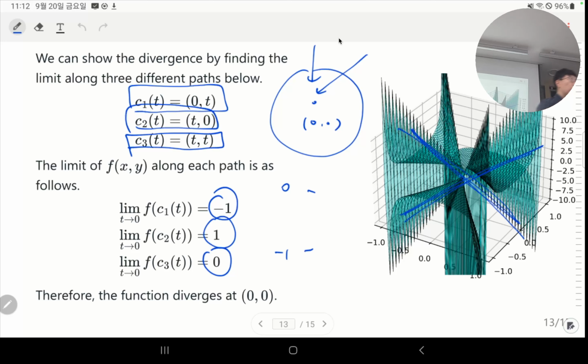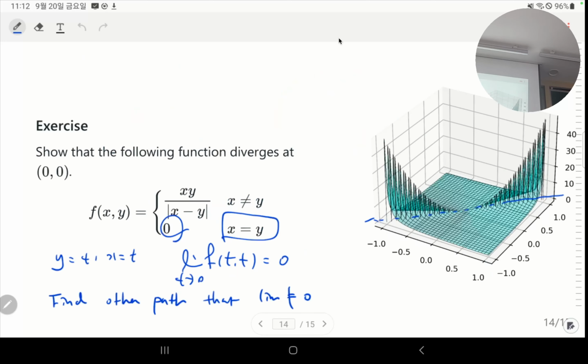We want to do something similar here, but the difference is that in the previous case we could have chosen a linear path to show that all limits are different. But here, the linear path doesn't work. So you have to choose a non-linear curve whose limit is non-zero, because we already showed that if you follow this linear path, then the limit is 0. So all we need is to find another path whose limit is not 0 if you follow that path.